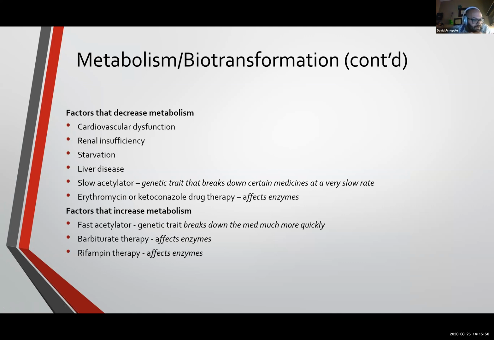Okay, biotransformation. We kind of went into this, but looking back at that slide, this is just a more highlighted version of it. Factors that decrease metabolism: renal insufficiency, cardiovascular problems, starvation, again, diet, and slow acetylators. Don't jump into this. Acetylators are a graduate level class, but this is just an introduction. Just know it is a genetic variation that makes medications absorb or break down slower or more rapidly depending on whether you're a slow acetylator or fast acetylator. So at 30, they start losing function. At 40, you start thinking 1% a year.